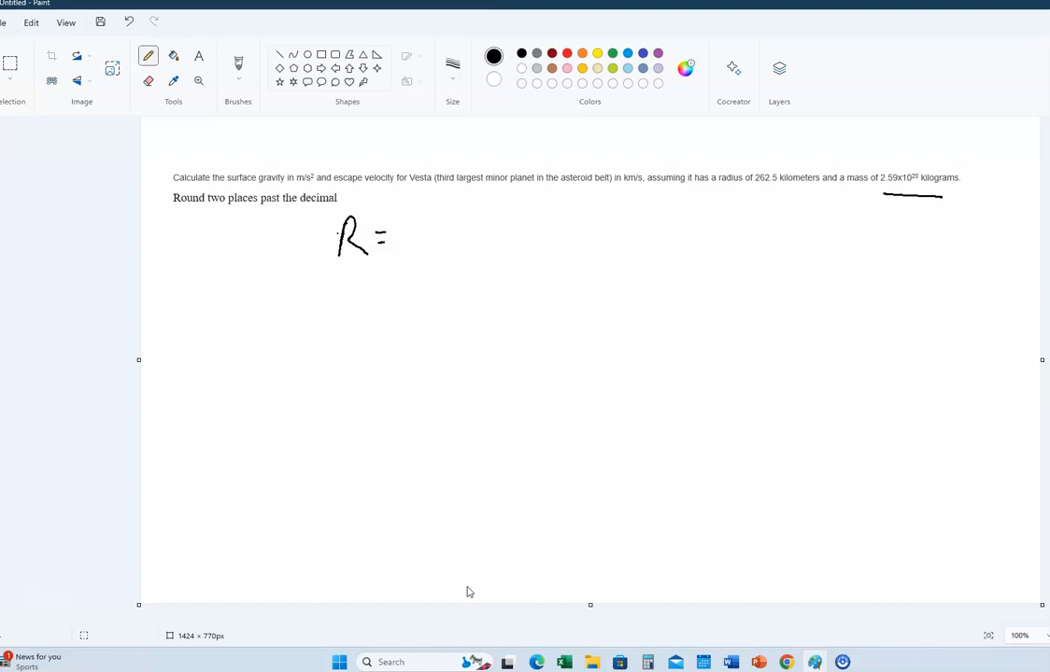All right. So this is a really simple conversion. The radius is 262.5 kilometers, and so that has to be in meters. So of course in 1 kilometer there's 1,000 meters, right? You could just write 1,000 meters like that. So the kilometers cancel, and that gives us a value.